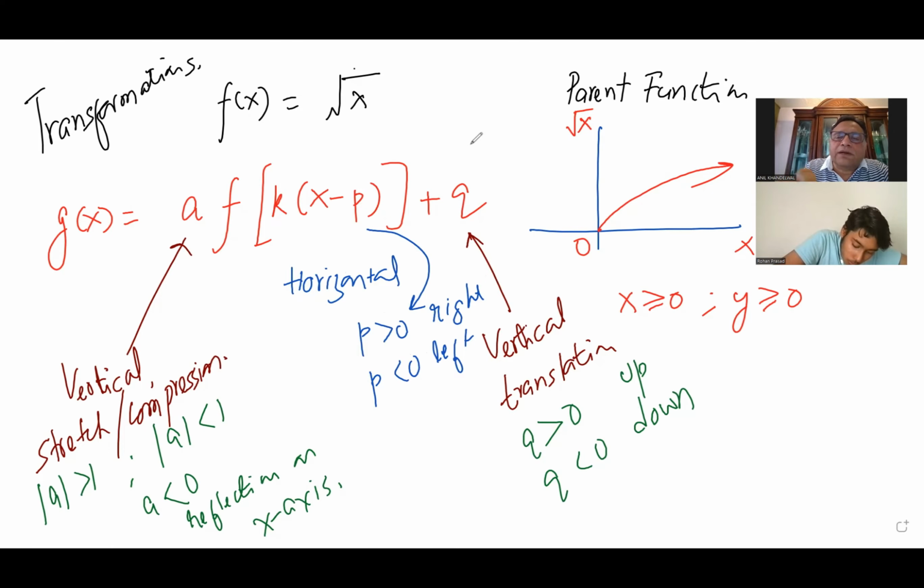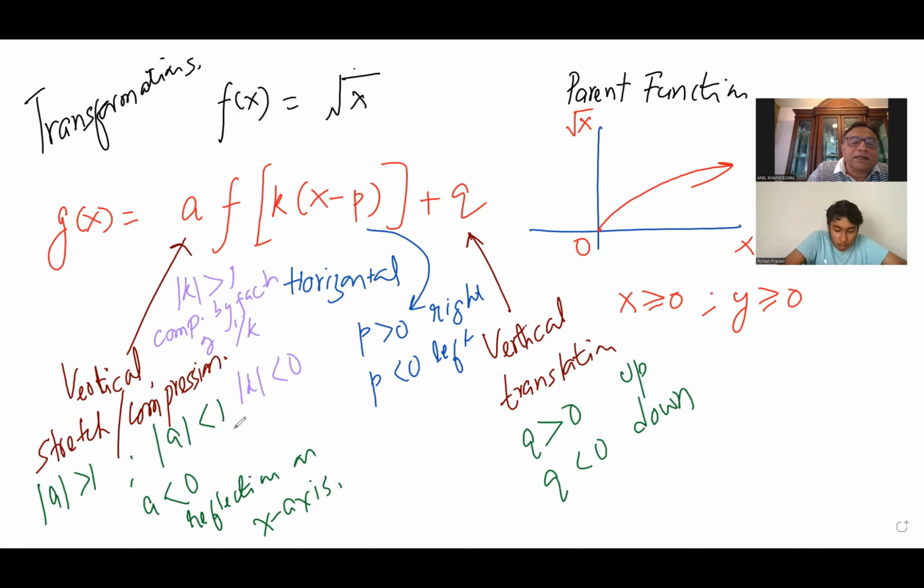Now let's look into k, which is a bit tricky. As far as k is concerned, if the absolute value of k is greater than 1, in that case, it is horizontally compressed by a factor of 1 over k. However, if the absolute value of k is less than 1, in that case, it is stretched.